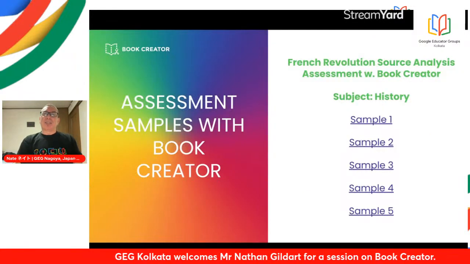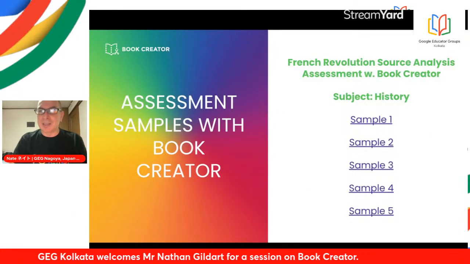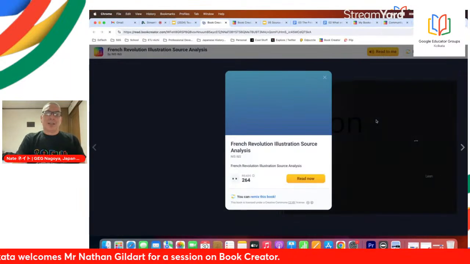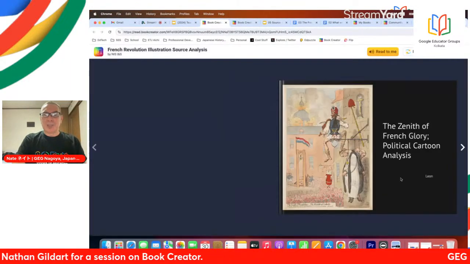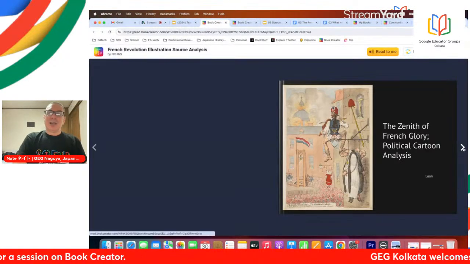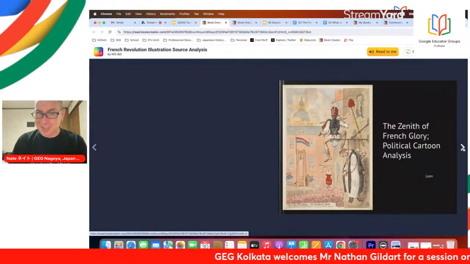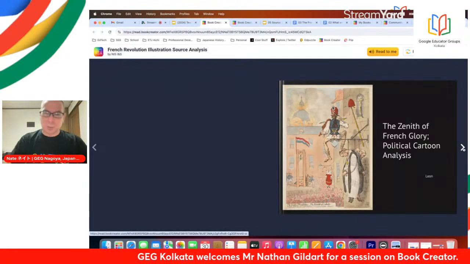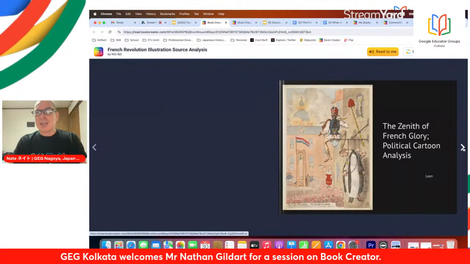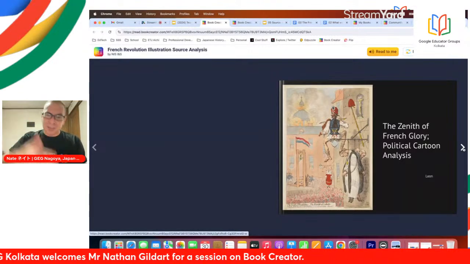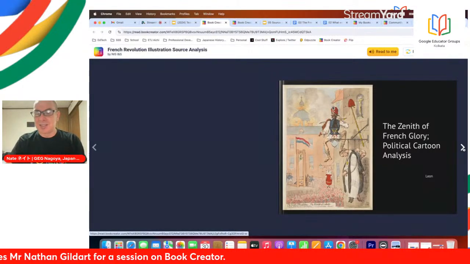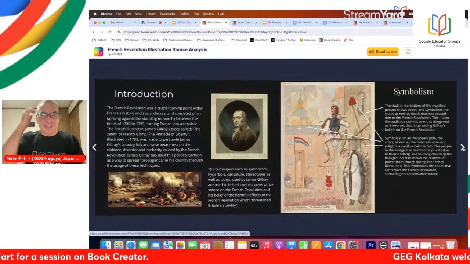All right, so let's look at some samples. I think I'll just show you one sample with each of these. All right, so this is the French Revolution historical analysis. So this is the one the student chose. You have to do source analysis, but I give the students like 20 illustrations to choose from. And they had to research the author, or the illustrator, I should say, and they had to research the background context and this and that.